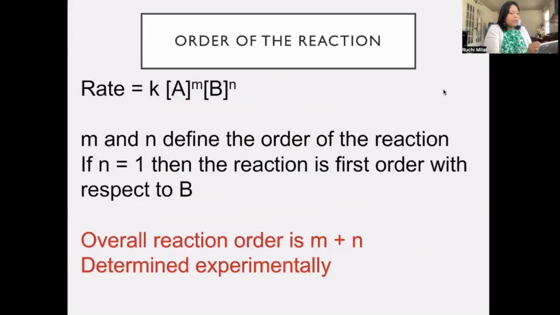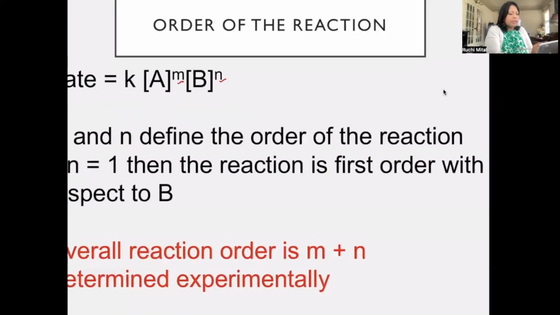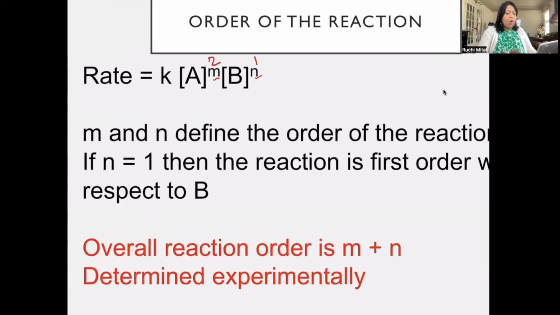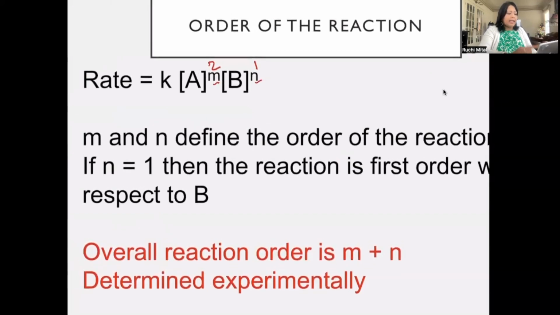So how do we figure out this value of M and N and hence the order of the reaction? If N is 1, then the reaction is said to be first order with respect to A. If it is 1 for B, it is first order with respect to B. If this number is 2, then we say it is second order. So the overall order of the reaction is M plus N. So if we know that M is 2 and N is 1, then the overall order of the reaction would be 3.